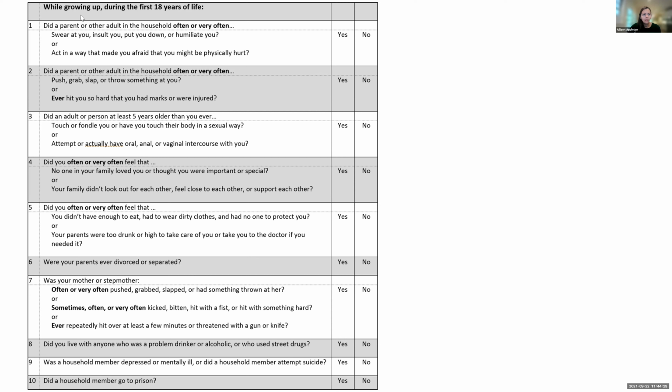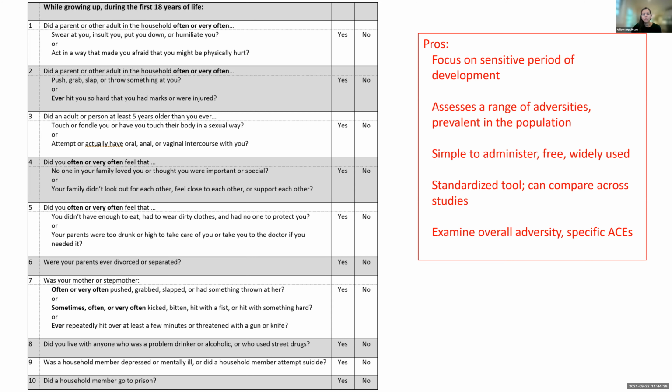So this questionnaire is useful in that you can derive a summary score for the number of ACEs anyone experienced, and you can also look at the individual ACEs and their influence on the outcome of interest. What's good about this scale is, as I said, it focuses on a sensitive period of development that we know from developmental work is incredibly important. Exposures experienced early in life seem to often exert a lifelong impact on health and functioning.